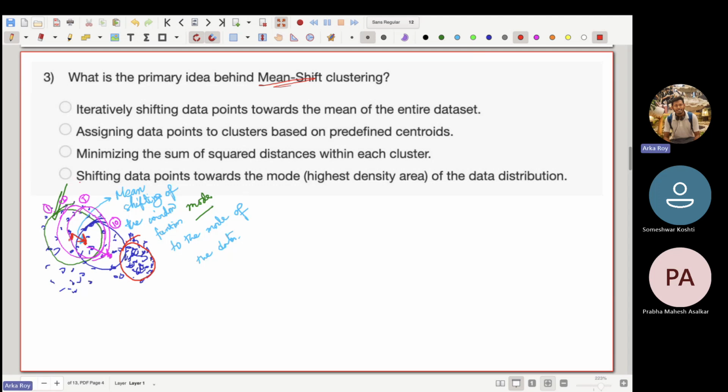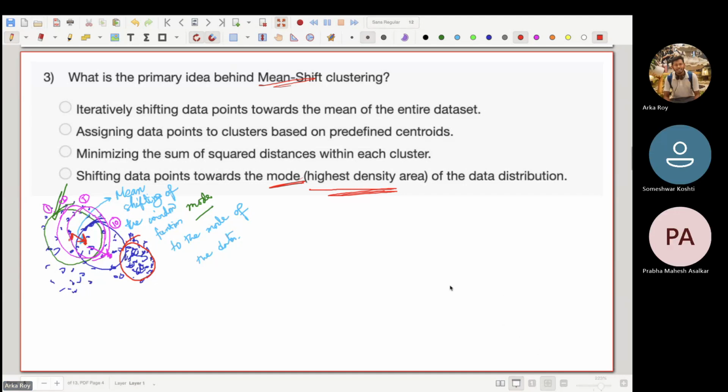This last statement is indicating shifting data points towards the mode. And mode means what? Where the data is highly packed, so the highest density area. Over here you can see that the mode is high because this is a highly dense, densely packed part of the data. So therefore, shifting data points towards the mode of the data distribution is the correct answer.